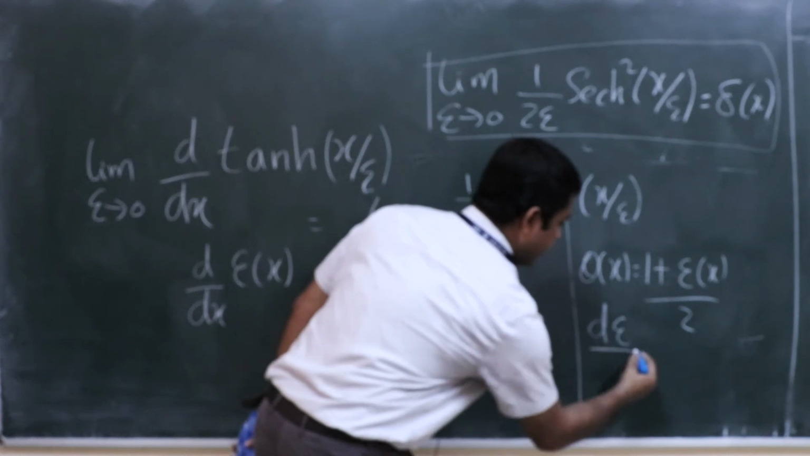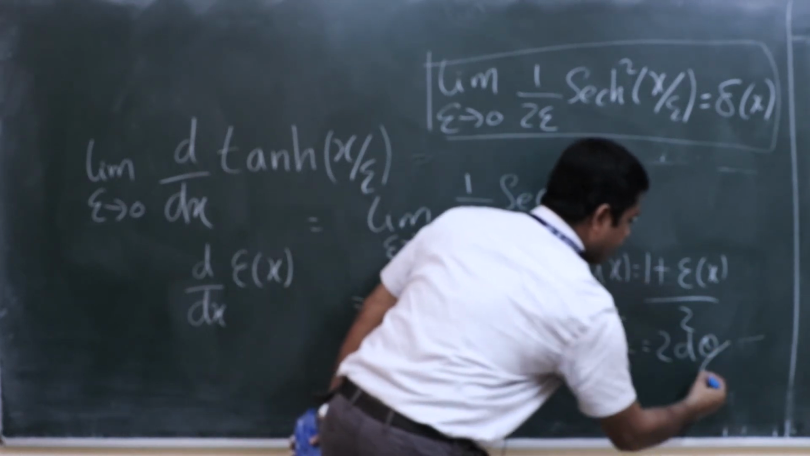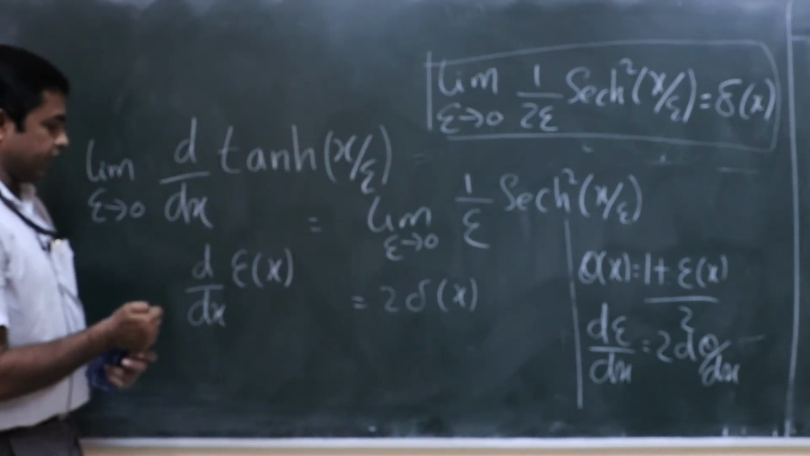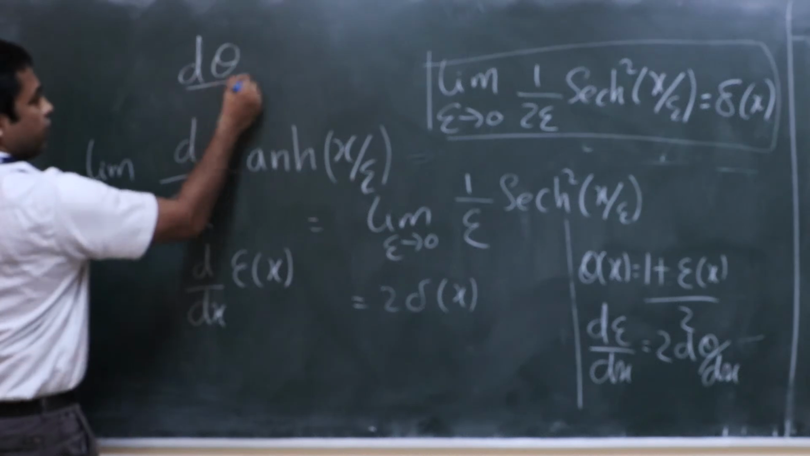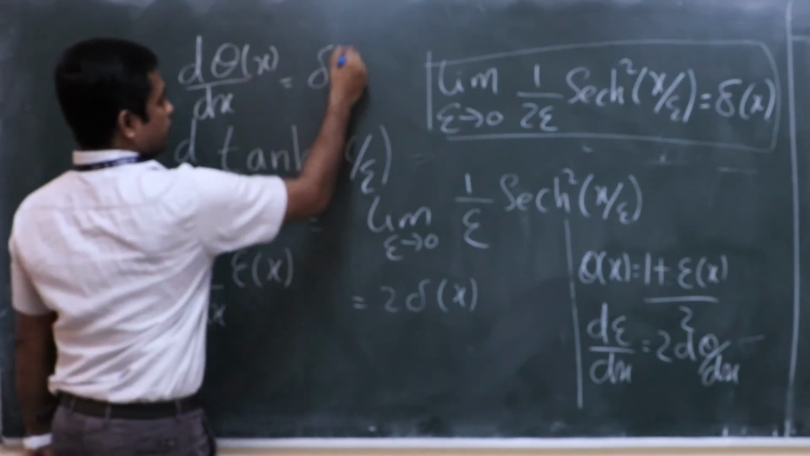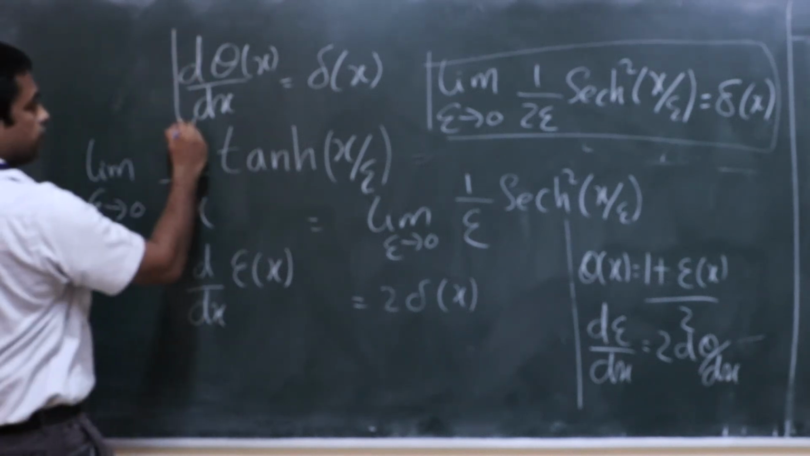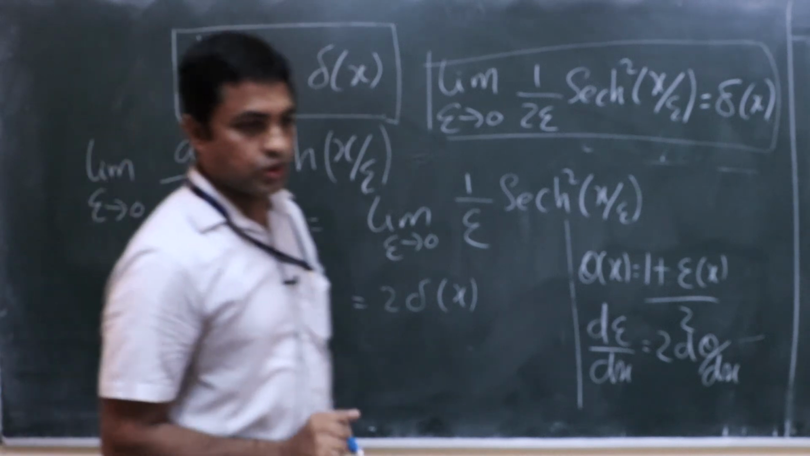d epsilon by dx is equal to 2 d theta by dx. So from this I can see that the derivative of the theta function is equal to the delta function. So these are all very important identities, okay?